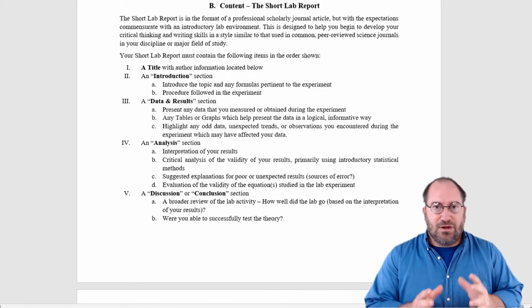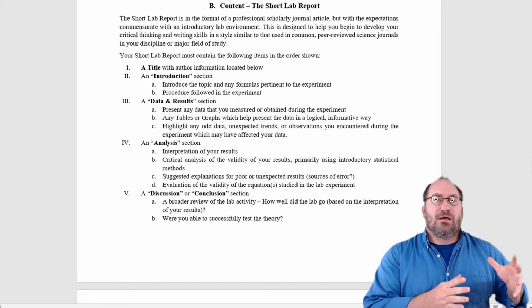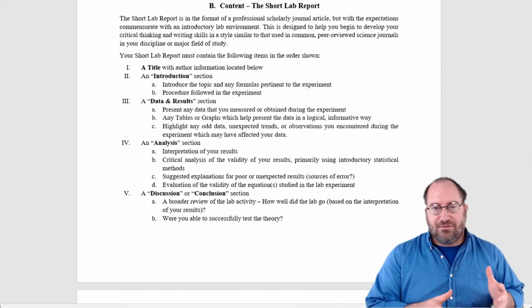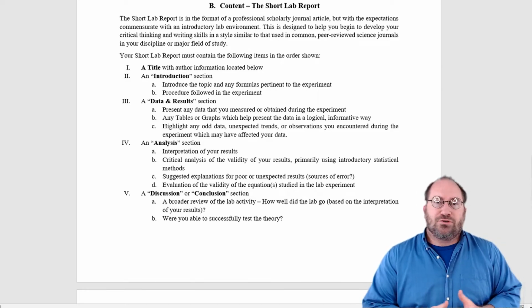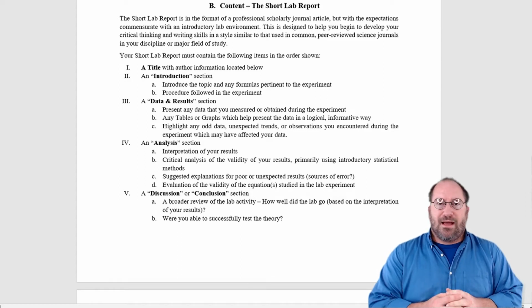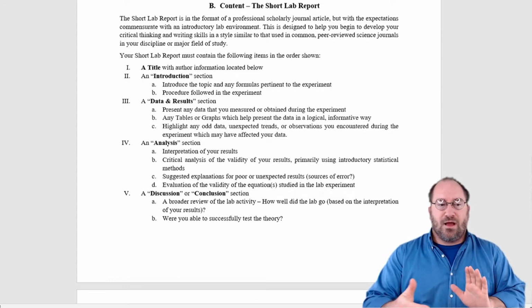You want to make sure that you're not copying and pasting from the lab manual. That will trigger a violation of academic integrity. You need to make sure that you write your own original thoughts, and it's very important that you think about this part for the rest of these labs.